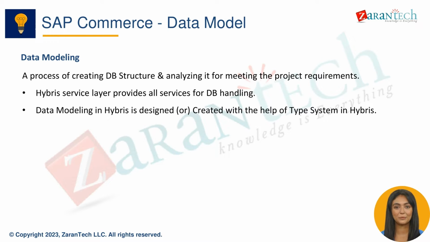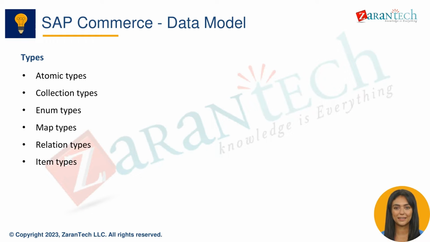Data modeling in Hybris involves creating the database structure using the type system, analyzing the structure to meet project requirements. The key components of the type system for data modeling are atomic types like string, integer, collection types like list, set, enum types for predefined values, map types for key value pairs, relation types to define associations, item types representing entities.